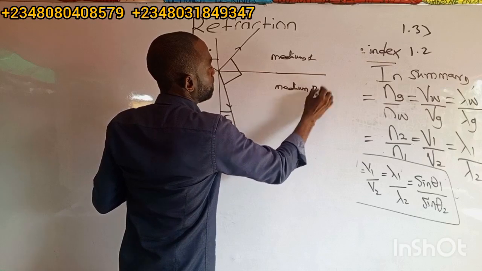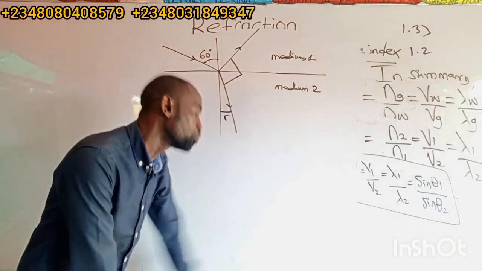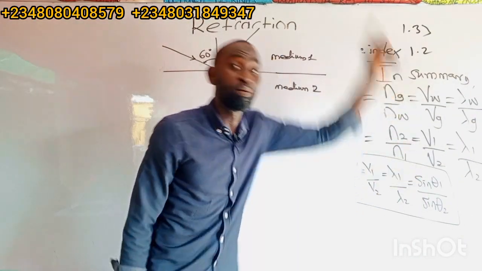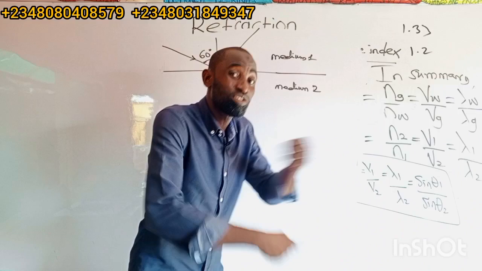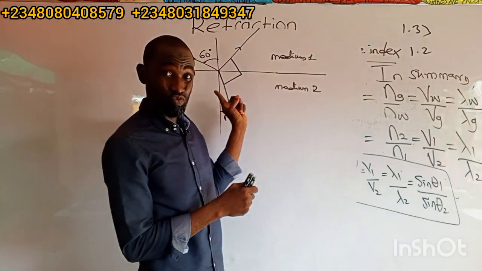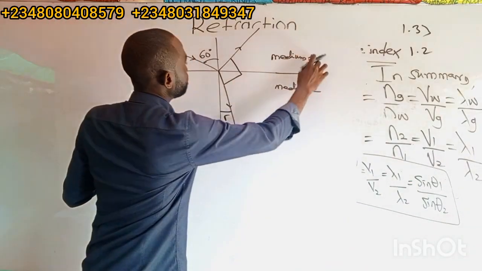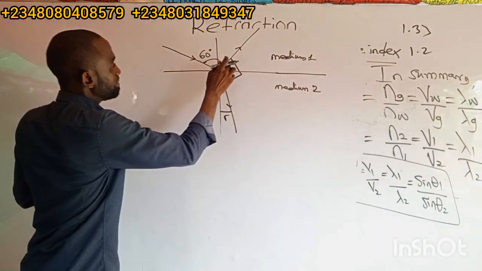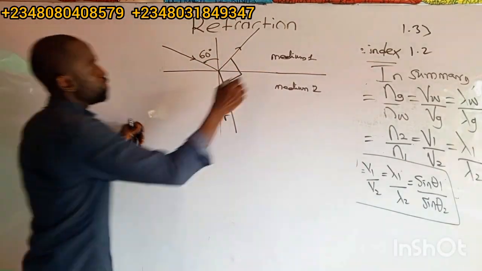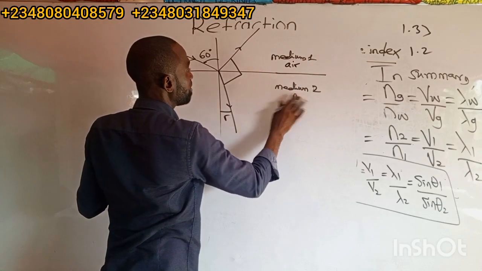Now, class, because the question involves angle, Snell's law is strongly suspected. You remember chemistry? Snell's law is strongly suspected because it involves angle. Alright, so suppose I have this 90. Let us add this one to be air, and this to be glass.